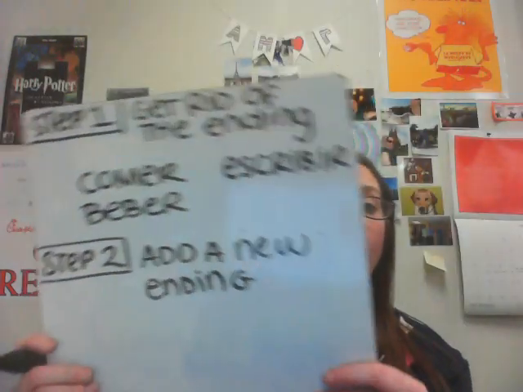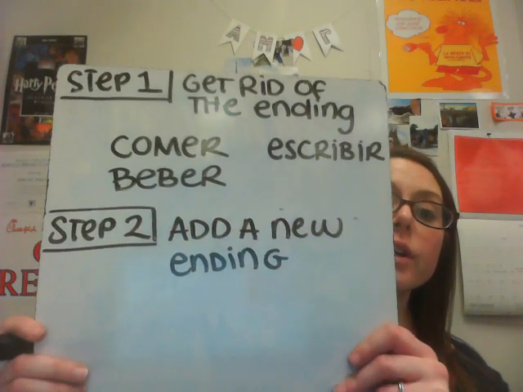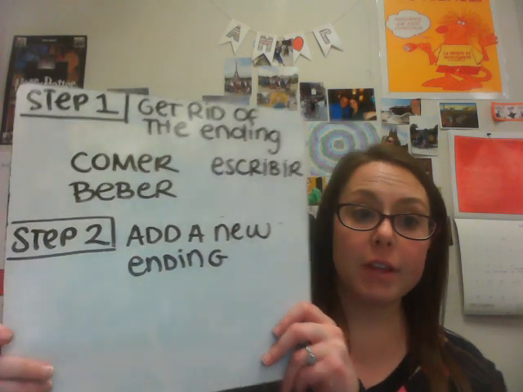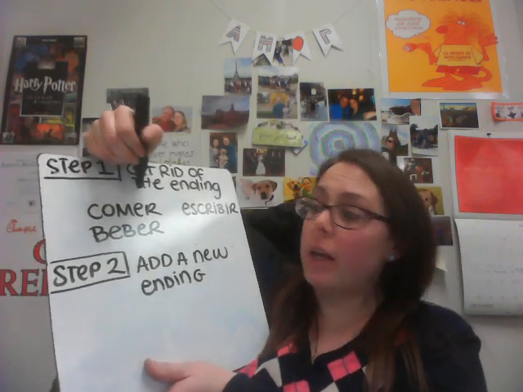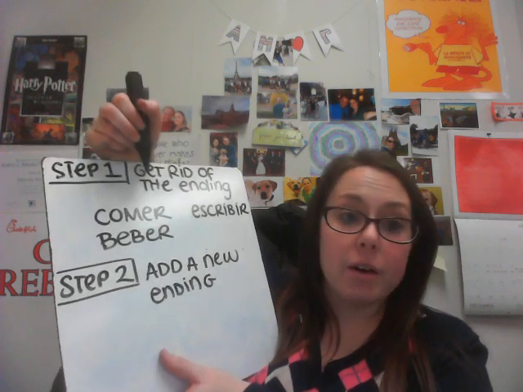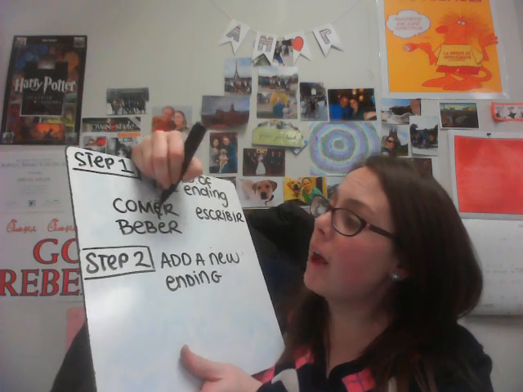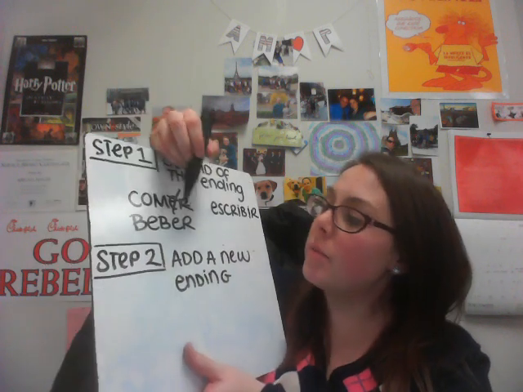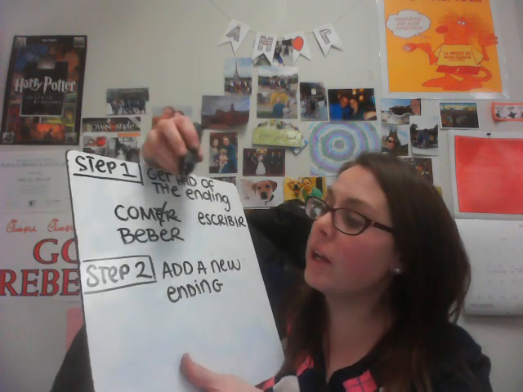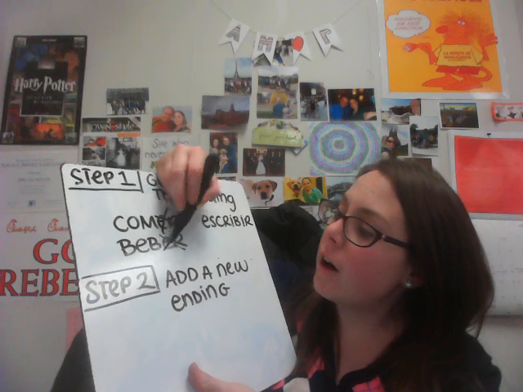So step one is still going to be to get rid of the ending. And this is for AR, ER, and IR verbs. So just like before when I got rid of the AR, if it's an ER verb, I'm going to get rid of the ER. So for comer, I'm going to just get rid of that ER ending. I don't need that anymore. Okay, same thing for beber. This is also an ER verb, so I'm going to get rid of the ER.